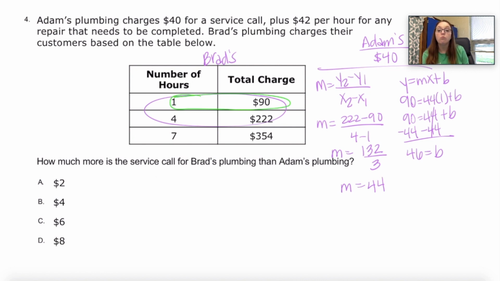Okay, so how much more is the service at Brad's than Adams? So we need to subtract. So I'm going to do 46 minus 44, which is 2. So $2 more. So it's answer choice A.